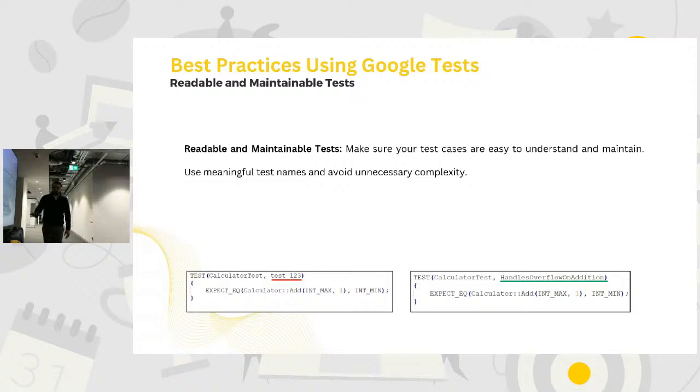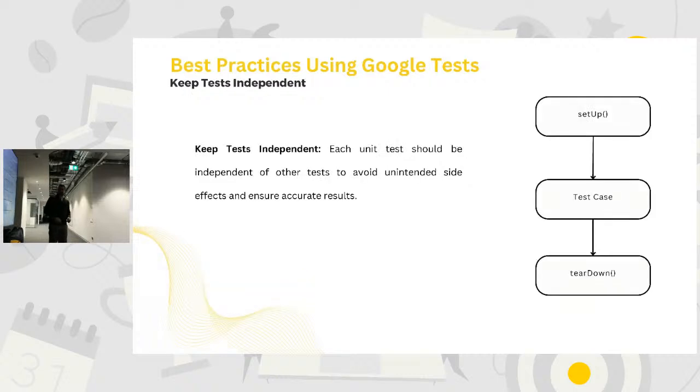What does it mean? Looking at the practical case, we can have this description, test 1, 2, 3, or we can have something like this: handles overflow on addition. Practically, in terms of code, it doesn't change anything. It will run, we will have the test results, everything will go fine in both cases. But I guess everyone agrees that looking at the left side or the right side, it's absolutely easier for me to understand what's happening there. If I read test 1, 2, 3, it doesn't mean anything. Okay? This handles overflow on addition at least gives me some information about that.